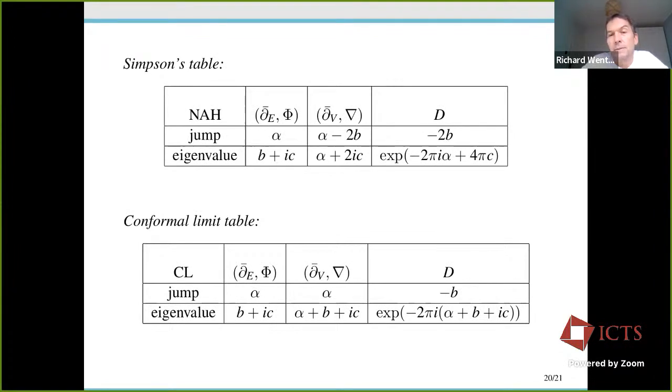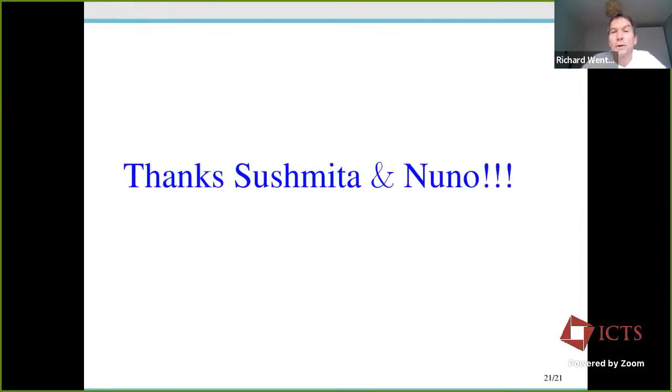So in some sense, if you think about it, the conformal limit is a much simpler construction than non-abelian Hodge, but at the same time it's more suited to this C-star stratification. Okay, so that's all I wanted to say, and just another round of thanks to the organizers for a wonderful conference.